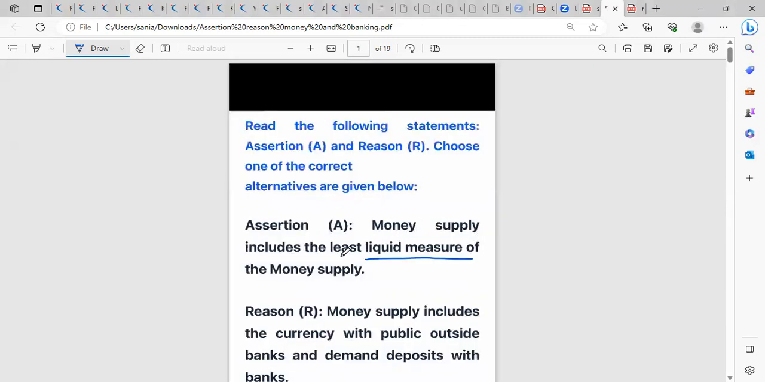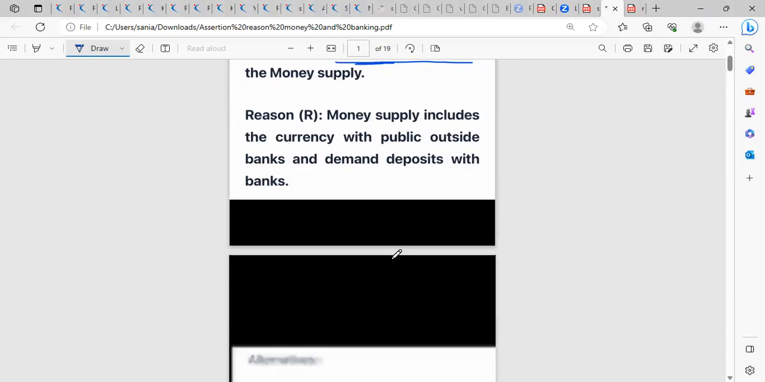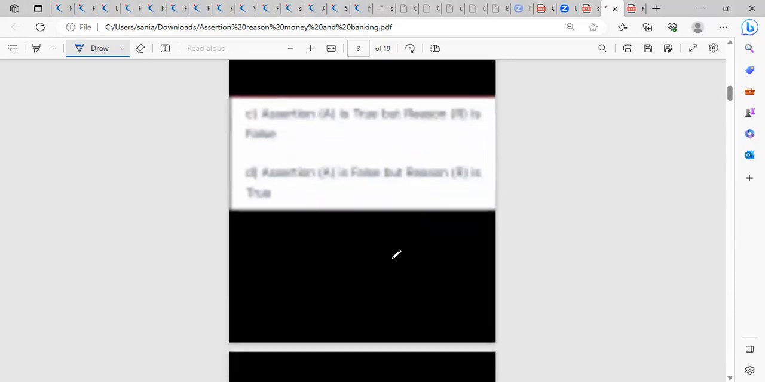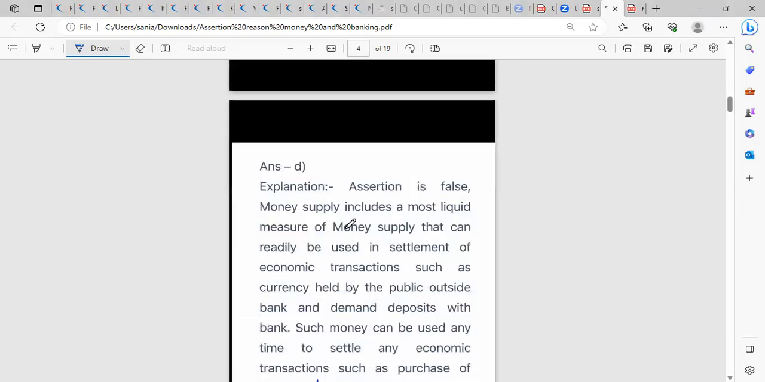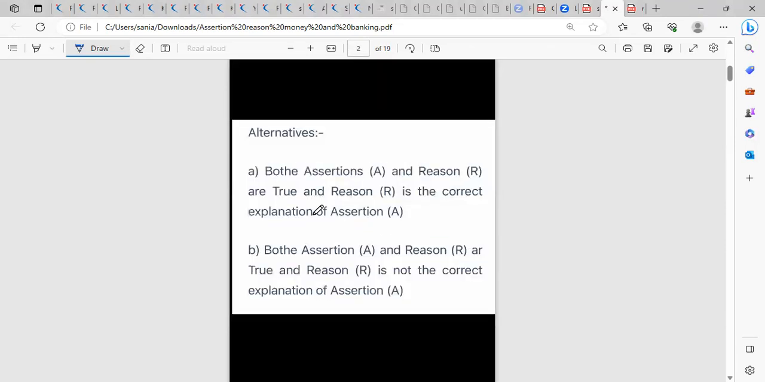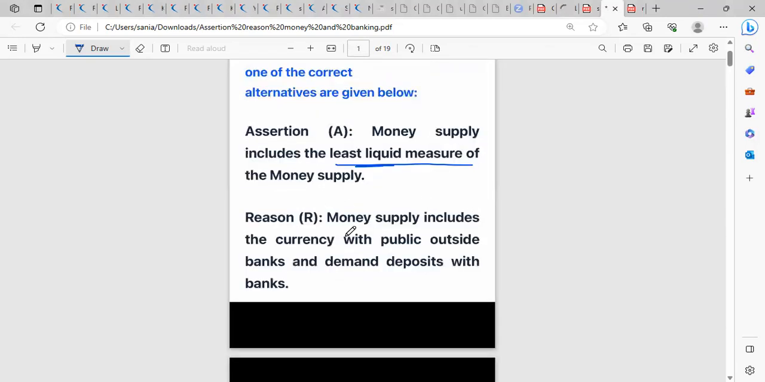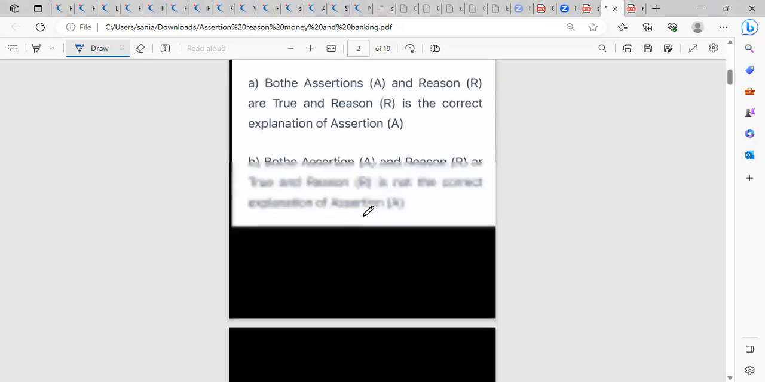They are saying money supply includes the least liquid measure. No, it includes the most liquid. Most, right? And the second one is correct. Money supply includes the currency with the public outside the bank and demand deposit with the bank. You know, the currency held by the public. Right? Clear? Money supply part? Yes, ma'am. Okay.